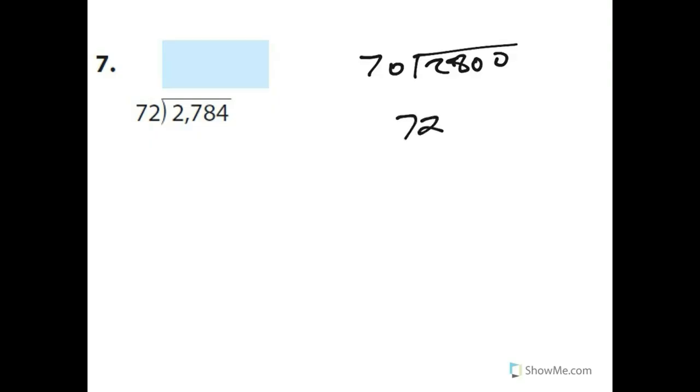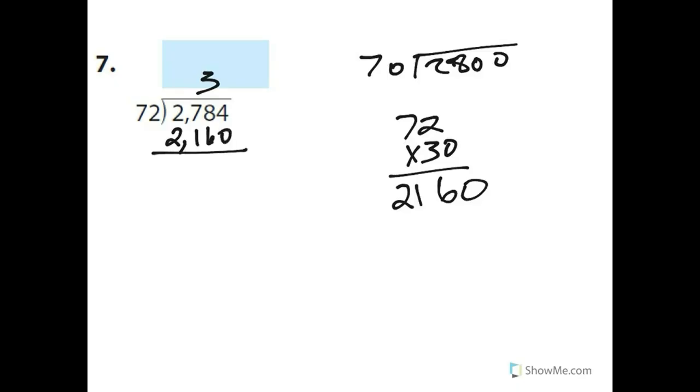So 72 times 3. 3 times 2 is 6. 3 times 7 is 21, so 30 is 2,160. So we got 30, 2,160. 4, 2, 624.